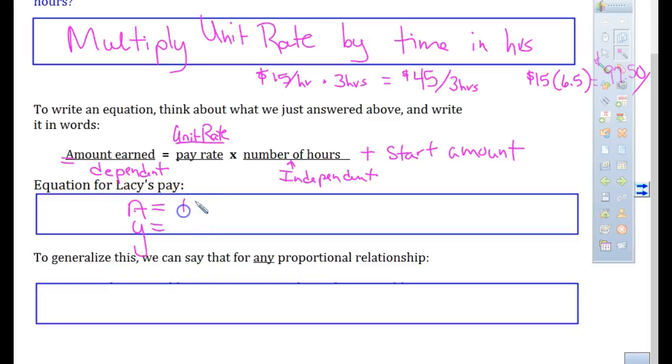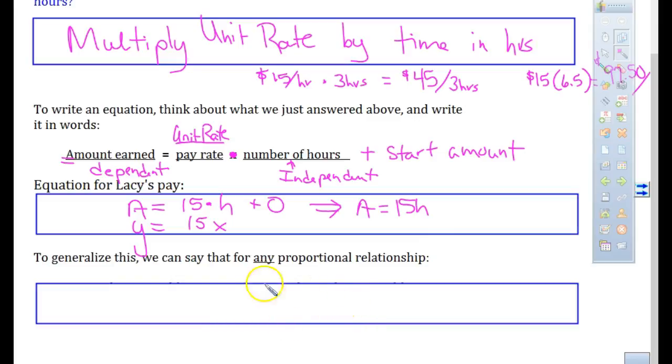Equals, our pay rate was 15, right? I'm going to put a little dot here because that X kind of gets confusing. Times, and instead of time, we might use H for hours. So the amount of money we earn is equal to 15 times H plus 0, or 15X. And this equation, usually we simplify it to be A equals just 15H. Knowing that the 15 times H, when we don't put a dot in there, that means 15 times H.